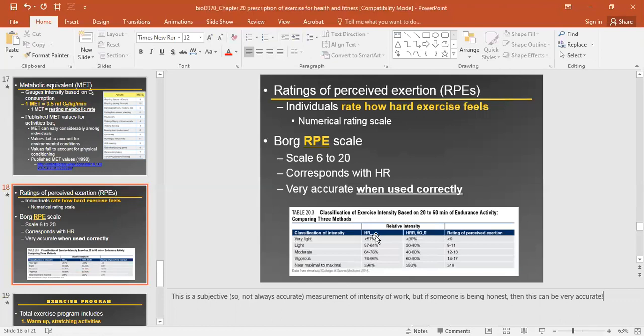So when they say it feels like a 7, that's very, very light exercise. Or maybe it feels like a 12. That's moderate exercise to them. So this is going to be, again, subjective and quite a bit individually variable.